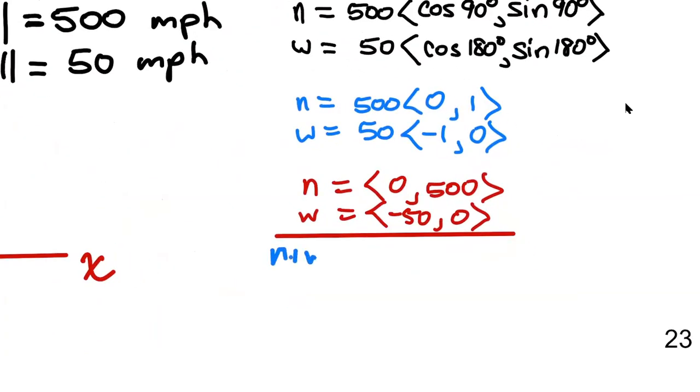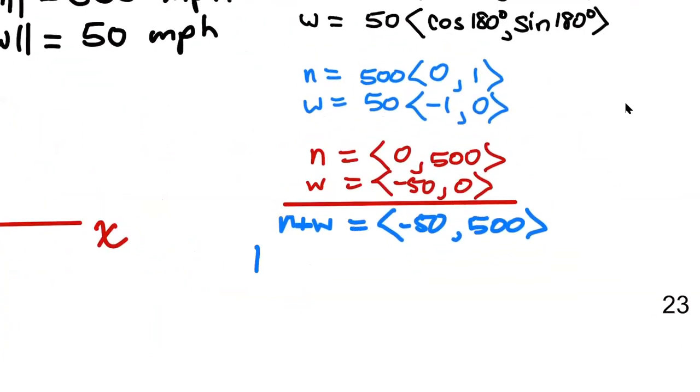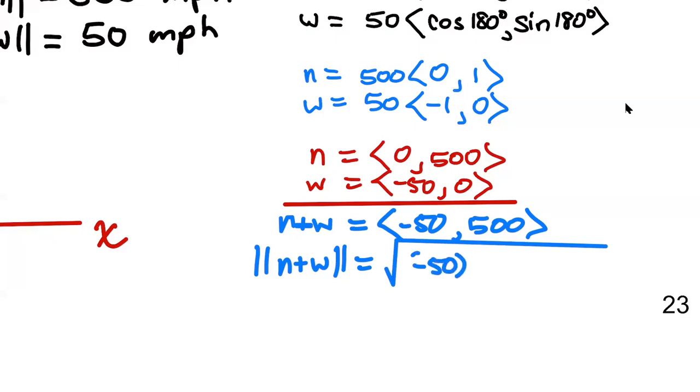So n plus w is going to be equal to the sum of the corresponding parts, so negative 50, 500. So then, I got the resultant vector. If I want the velocity, I need the magnitude of that. All right, so I need the magnitude of n plus w, which in turn would be negative 50 squared plus 500 squared.